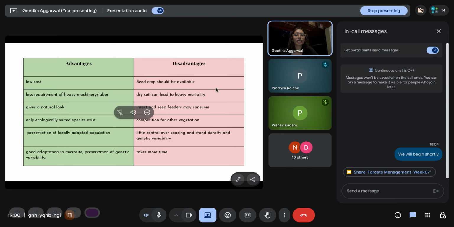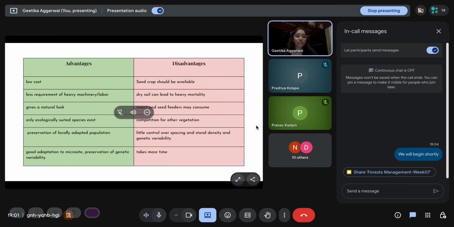Some disadvantages are that the seed crop should be available. First of all, there should be a way to get the seeds, so you need to leave behind certain trees. If the soil is dry, it can lead to a lot of mortality because the seeds will not be able to germinate in the first go.